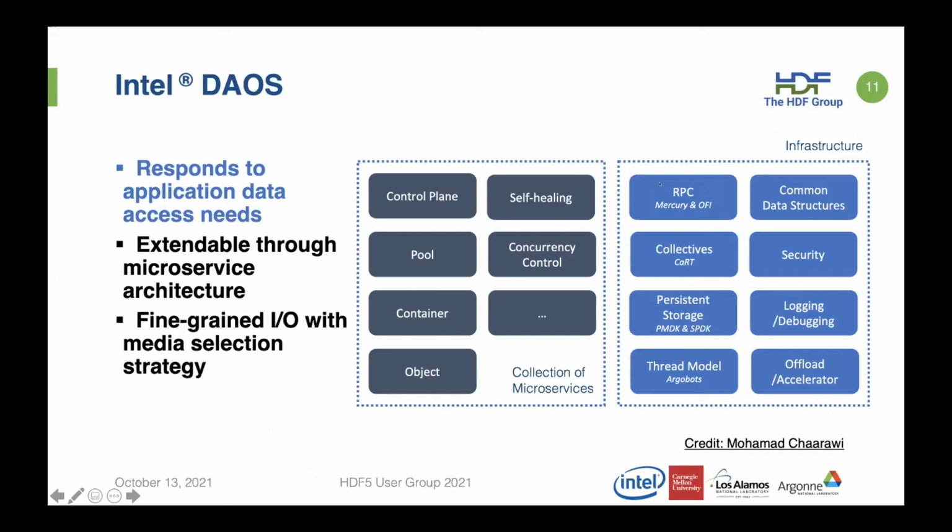So for RPC, in the software, they use Mercury and Fabric. For collective, they have their own kind of package. For persistent storage, they use PMDK and SPDK. For the thread model, they also use Argobots that they reuse. And they can also define this collection of microservices for objects, containers, pools, concurrency control, self-healing, and so on. So that responds to the application data access needs.